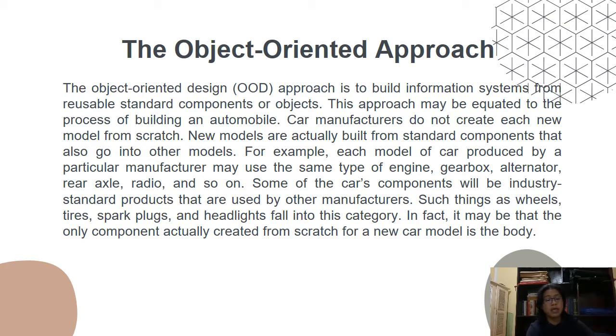For example, each model of car produced by a particular manufacturer may use the same type of engine, gearbox, alternator, rear axle, radio, and so on. Some of the car's components will be industry standard products that are used by other manufacturers. Such things as wheels, tires, spark plugs, and headlights fall into this category. In fact, it may be that the only component actually created from scratch for a new car model is the body.